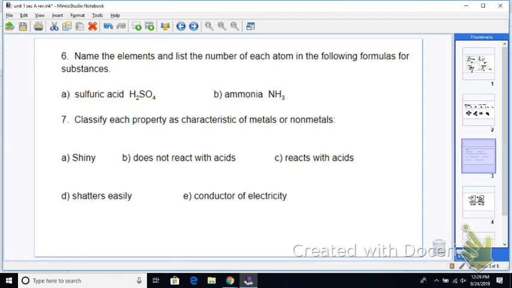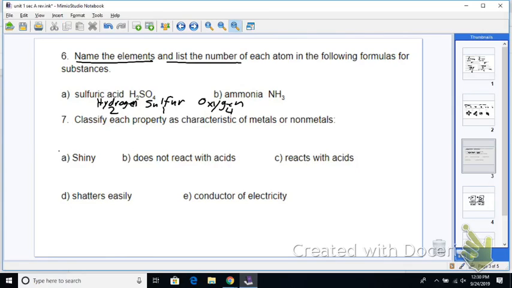Okay, this is one that we haven't practiced much on, and I just thought I'd have you try it. And they're really easy. On this one, it's supposed to name the elements and then list how many you have. So what are the elements in this first one? Hydrogen, sulfur, and oxygen. How many do we have of each one of those? 2 hydrogens, 1 sulfur, and 4 oxygens.